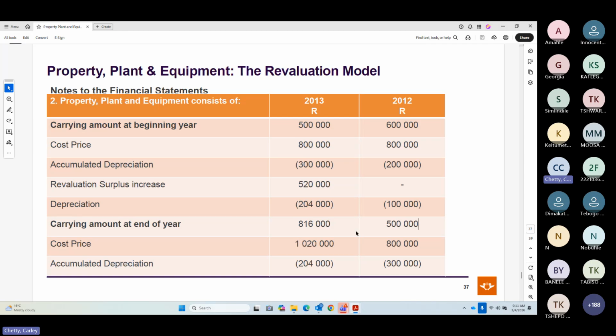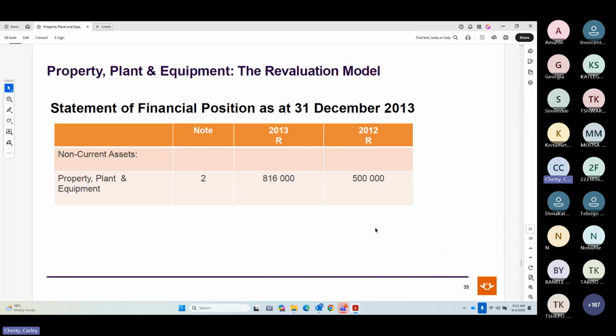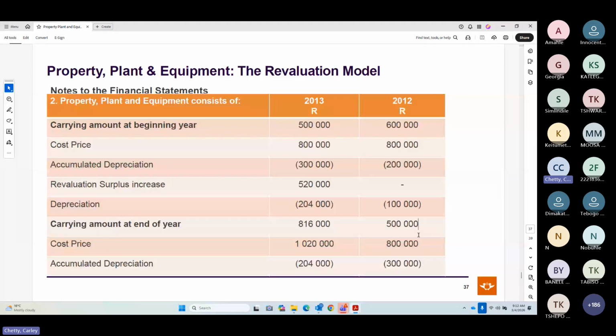So these now become the line items in the property, plant, and equipment. Okay. So just check these line items. This is going to be taken to your statement of financial position at 31 December 2013. You're going to show property, plant, and equipment under non-current assets, and you're going to reference to the PPE note, and you're going to show the closing balance is 816,000 and the comparative year is 500,000. So that agrees to your PPE note. Okay.